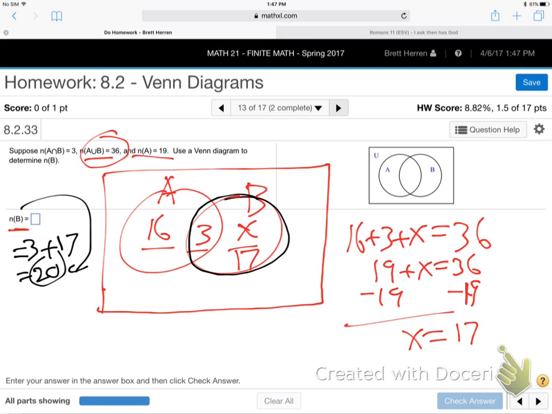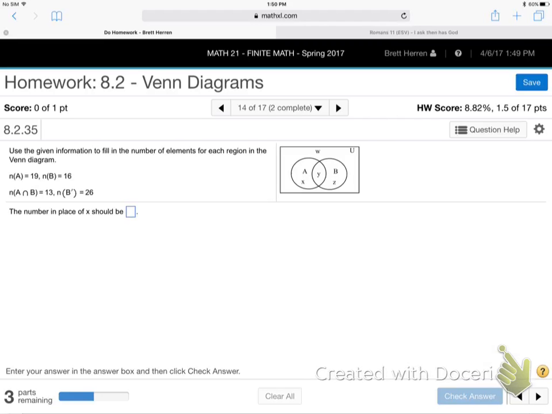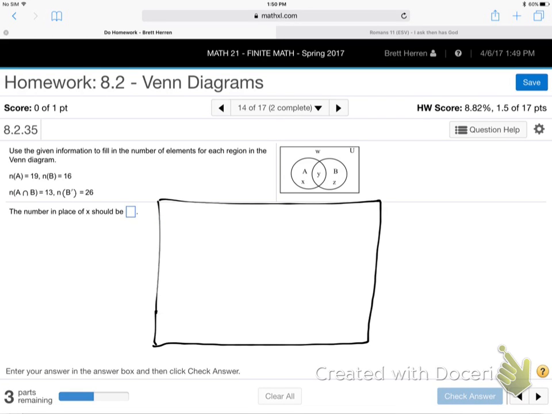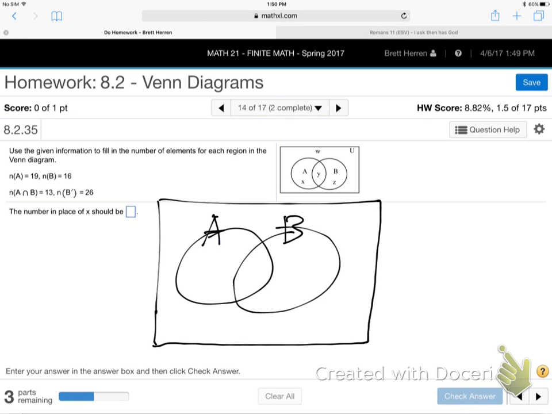Questions on that one? All right, let's keep moving. So we have A, we have B. All right, see what you can do on this one. Oh, they put an X, Y, and Z, didn't they? So I'll put that in, X, Y, Z.